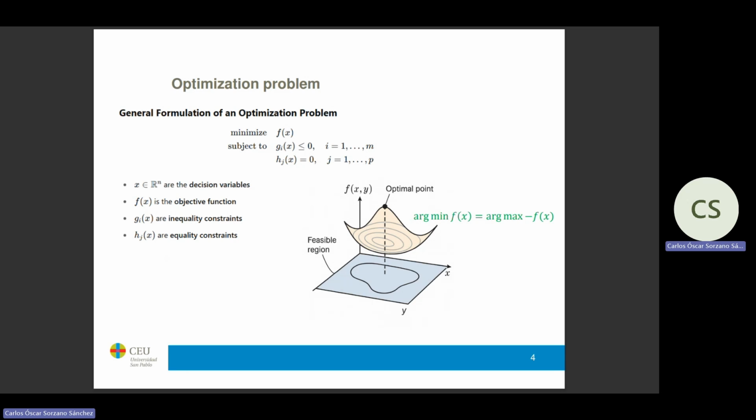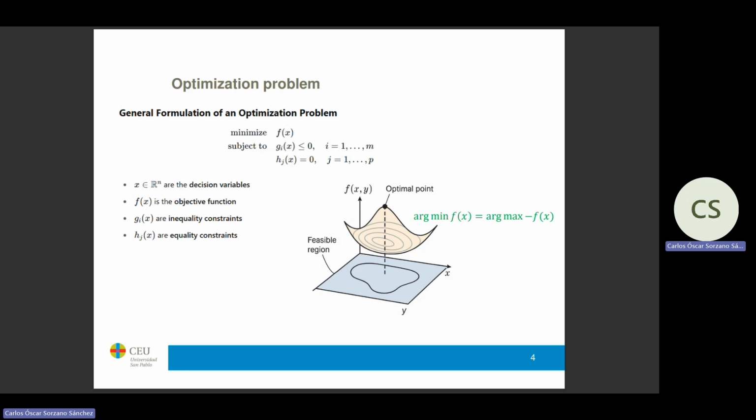And there is actually a comment. Any optimization problem can be put in this framework because maximizing is the same as minimizing minus f of x. So if I want to maximize something, it is the same as minimizing minus f of x. So at the end, all problems are minimization problems. And then here it is just a summary of what I had just said.